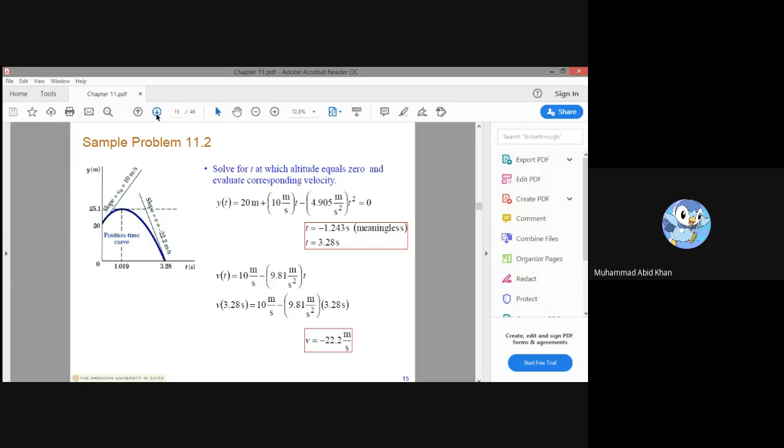Here, solve for t at which altitude equals 0 and evaluate the corresponding velocity. We are following the previous equations. We got the time and the velocity. We just put the values and that's it. This is the position and time curve. The time is given in the x direction and the distance in the y direction. The slope velocity is equal to 10 meter per second.